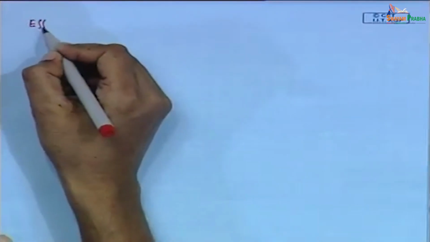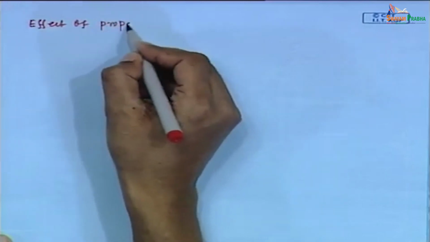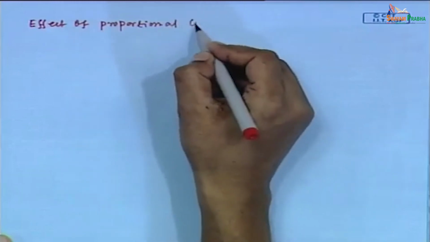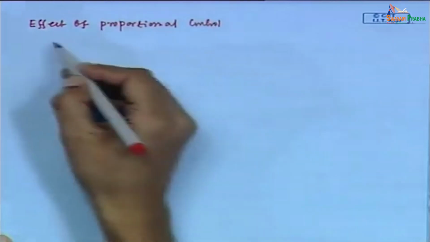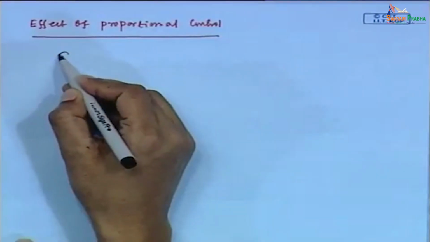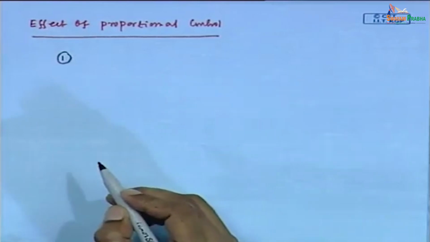So first we will discuss the effect of proportional control. We can write proportional action or proportional control because it only includes the proportional action. For this purpose we need to consider one process, an open loop process. So first we will consider an open loop process.